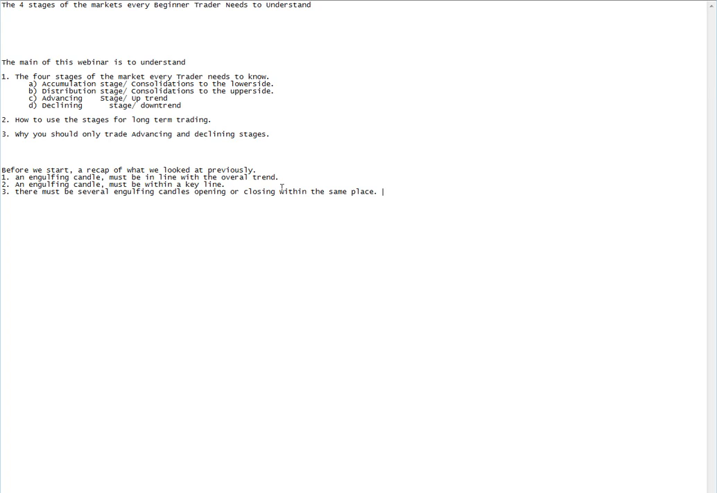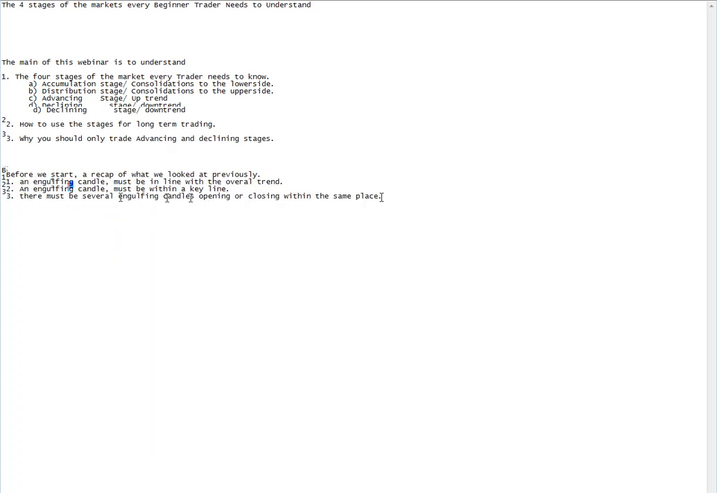So if you can remember, these are the main rules which were laid down. You say that before we actually trade an engulfing, these three must apply to that engulfing. It must be in line with the overall trend, it must be within the key place, then there has to be several engulfing candles opening or closing within the place. So that was that day.